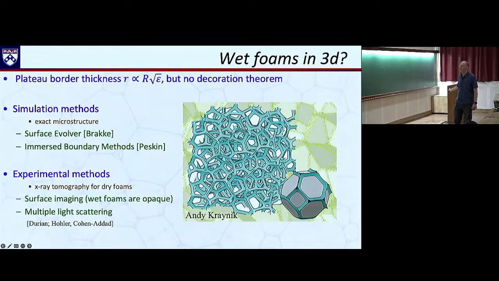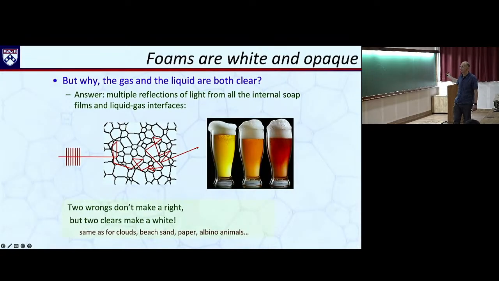Advance the slide, please. So foams are white. The liquid's a little bit cloudy, but it's pretty clear. But the foams are totally opaque, and the reason why is multiple light scattering. Photons reflect from gas-liquid interfaces. The light does a random walk, and that makes it white, even if you have a perfectly clear sample. And this stymies you if you want to peer into the interior.